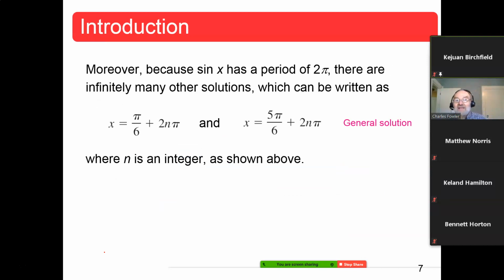Moreover, because sine x has a period of 2 pi, and that's what I was just saying, there are infinitely many other solutions, and they can be written as follows. That first one was pi/6 plus 2n pi. The second one was 5 pi/6, that's in the second quadrant, where sine is 1/2, and that would also be plus 2n pi.